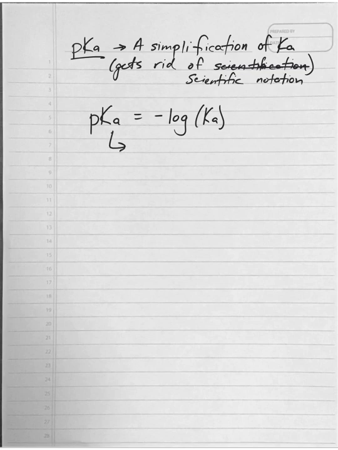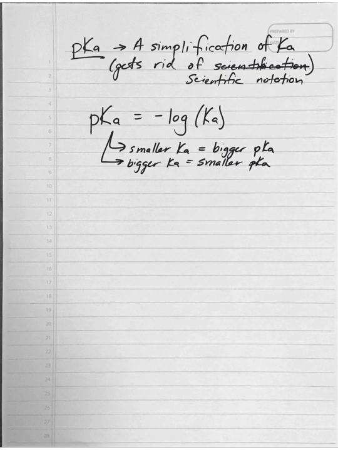What ends up happening math-wise here is that a smaller Ka equals a bigger pKa, and a bigger Ka equals a smaller pKa. And so a big pKa corresponds to a weak acid, and a small pKa corresponds to a strong acid. This is just like how a low pH corresponds to a high H3O+ concentration.